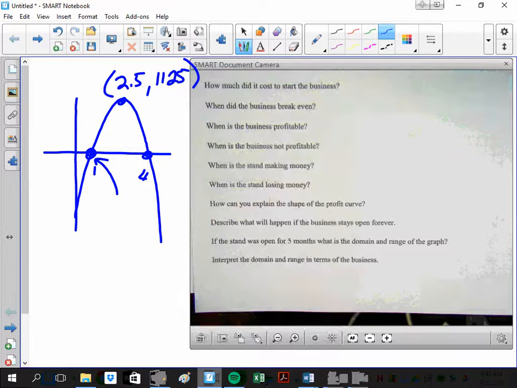Is there any other time when the business breaks even? At month 4. Right? Now, that's not such a good thing. So, the lemonade stand was profitable and then stopped being profitable, and apparently they kept it open, and at month 4 they had lost everything they'd made, but they were still even. They hadn't spent more than they'd made yet.